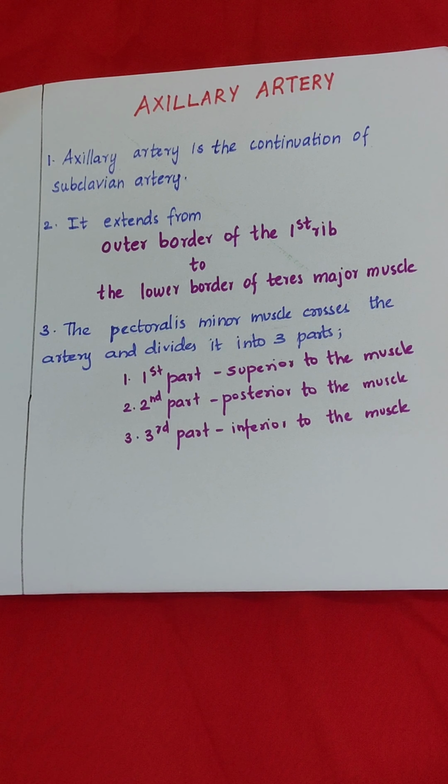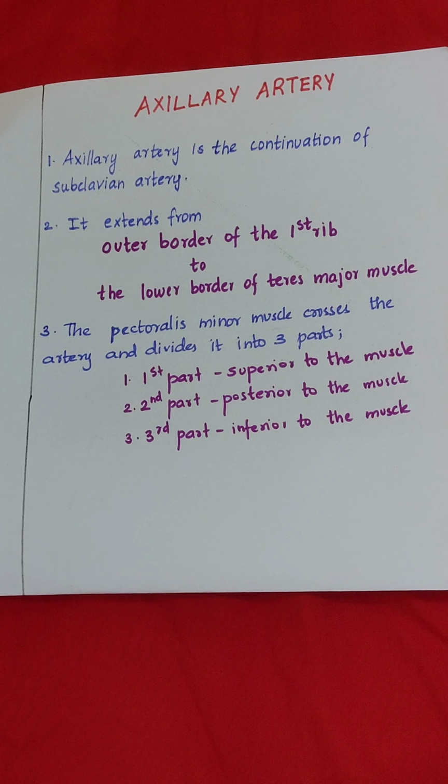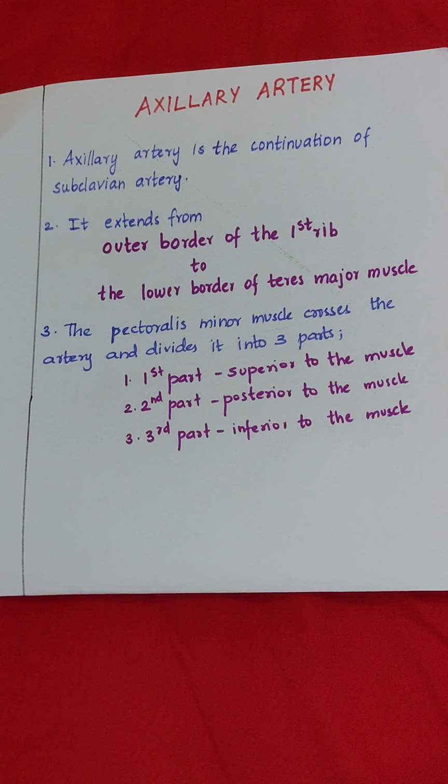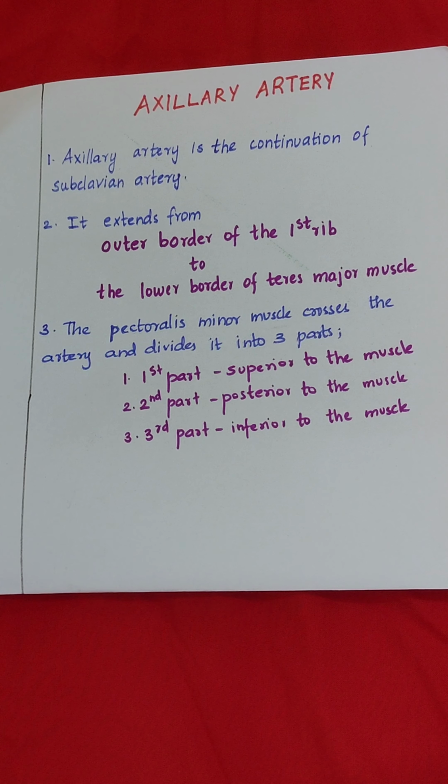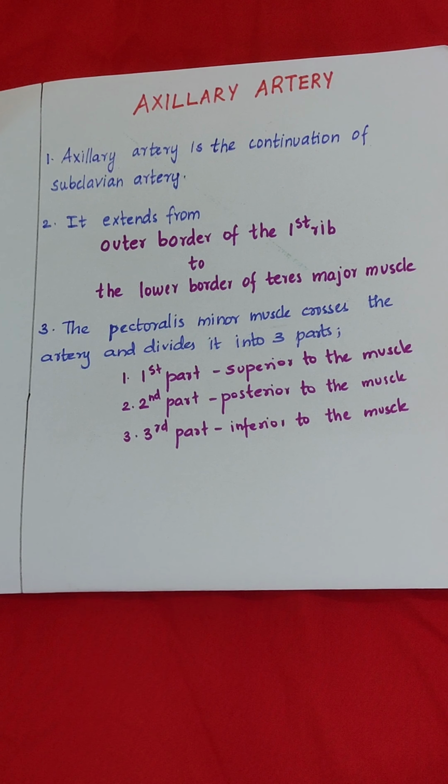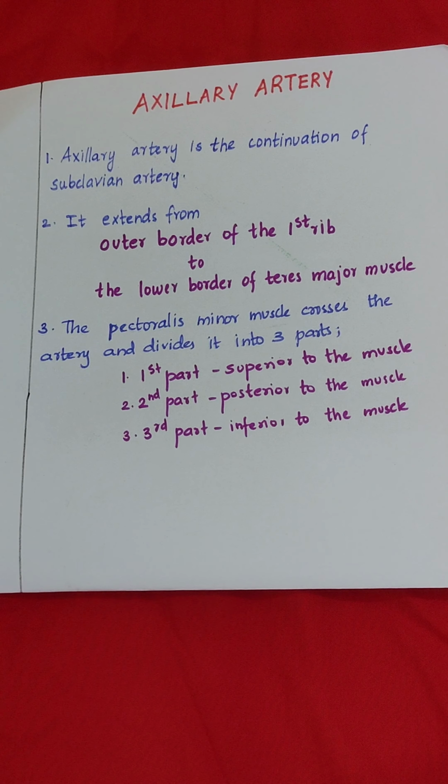Today, we'll be dealing with another important question, that is the axillary artery. Axillary artery is the continuation of subclavian artery. It extends from the outer border of the first rib to the lower border of teres major muscle. The pectoralis minor muscle, which crosses the artery, divides it into three parts. The first part, which is superior to the muscle, the third part, which is inferior to the muscle, and the second part lies posterior to the muscle.